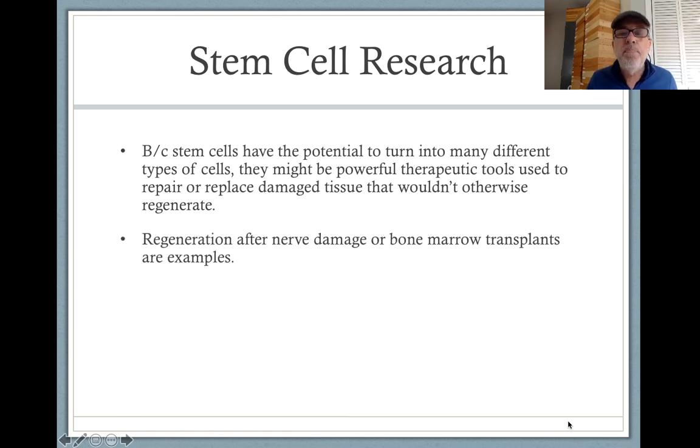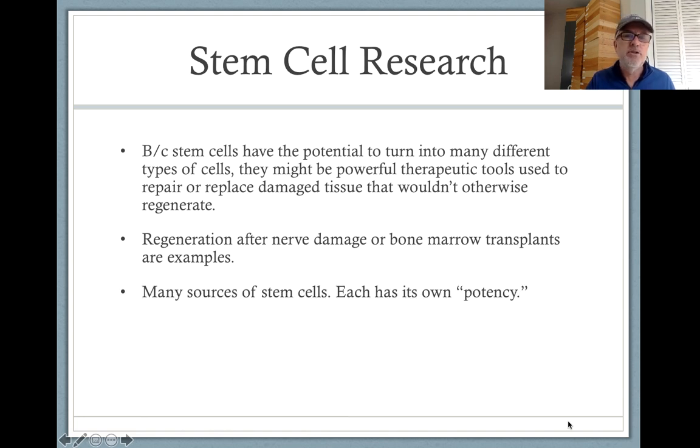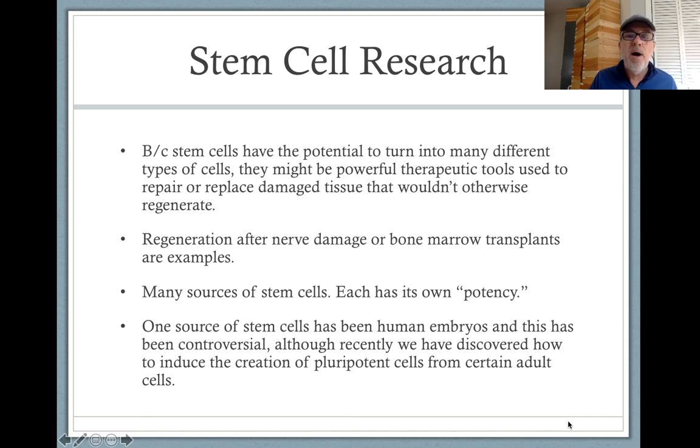The same is true with bone marrow transplants. If your bone marrow is producing cancerous cells, then it would be great to be able to treat your bone marrow with stem cells that would replace those bone marrow cells with non-cancerous cells. There are many sources of these cells. One of them is human embryos, and this has been controversial. And another has been umbilical cords.